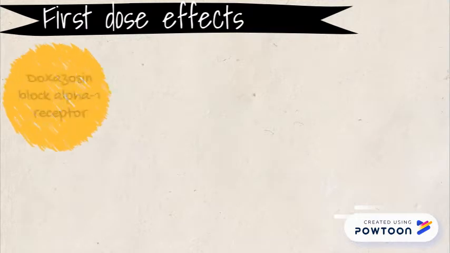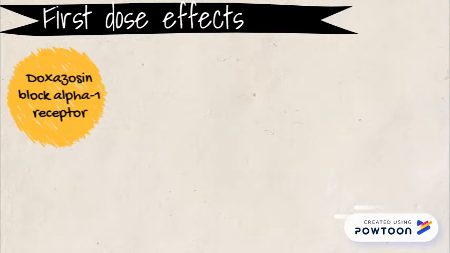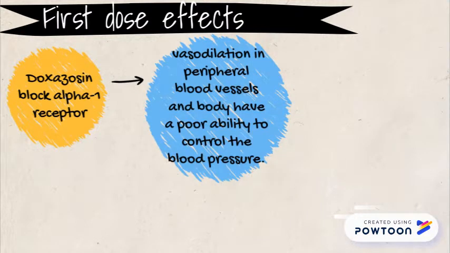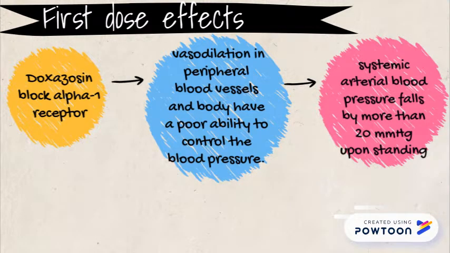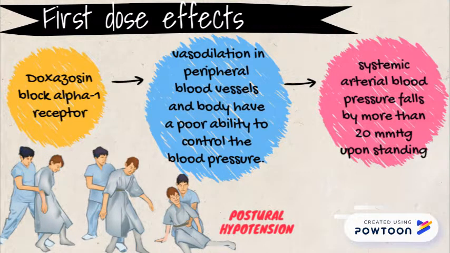The first dose effect occurs when doxazosin blocks the alpha-1 receptor and vasodilation in peripheral blood vessels occurs, and the body will have a poor ability to control the blood pressure. Therefore, systemic arterial blood pressure will fall by more than 20 mmHg upon standing. This condition is called postural hypotension.